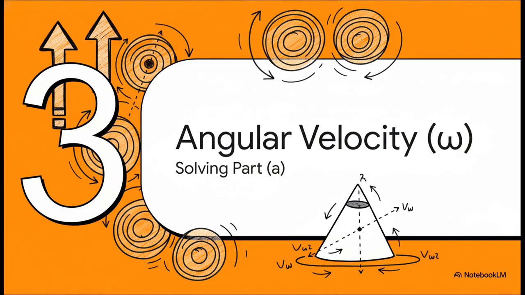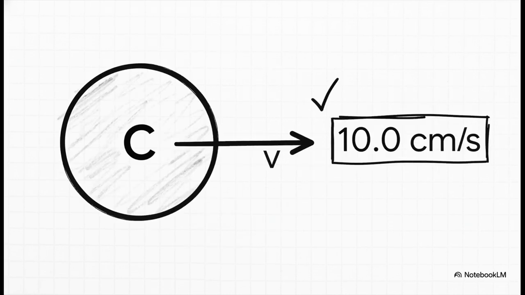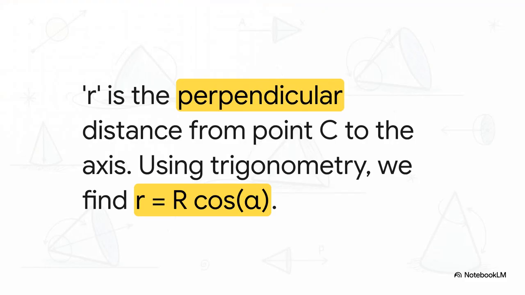Okay, perfect. Now that we've found our axis, we're ready to actually calculate something. Let's tackle part A and find that angular velocity, omega. We're going to start with an equation that you've probably seen 1,000 times, the relationship between linear and angular velocity, v equals omega r. Simple, right? First piece of the puzzle, v. The problem just gives it to us. It's the speed of point C, the center of the base, and it's 10 centimeters per second. Check. One down.